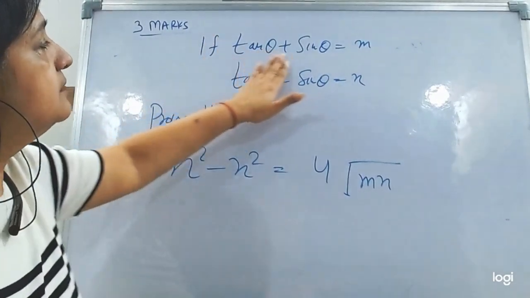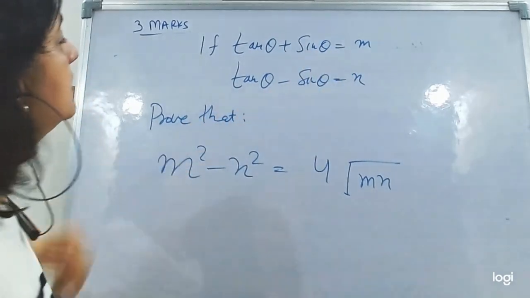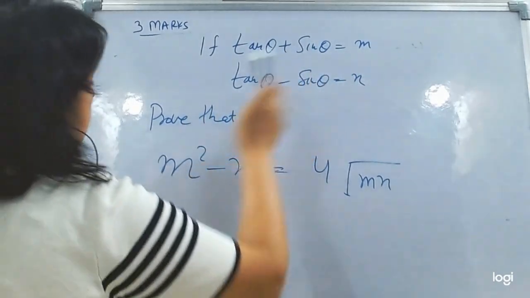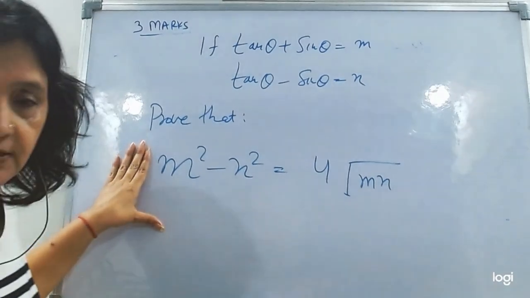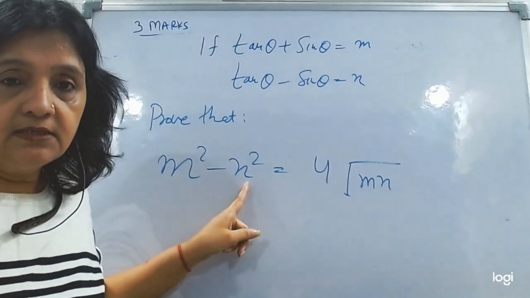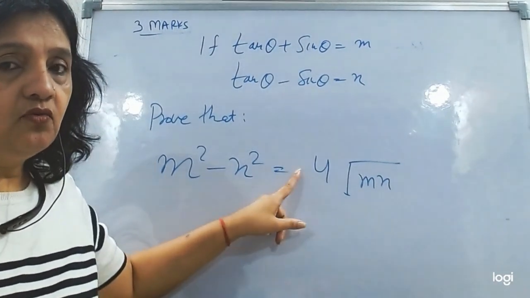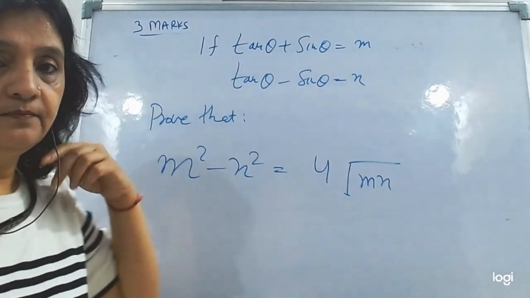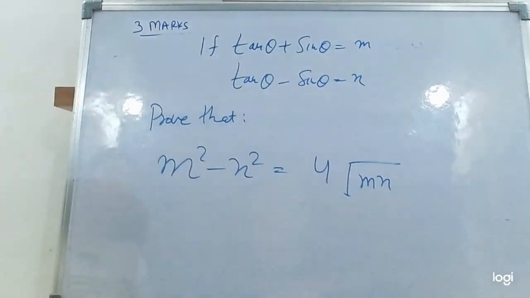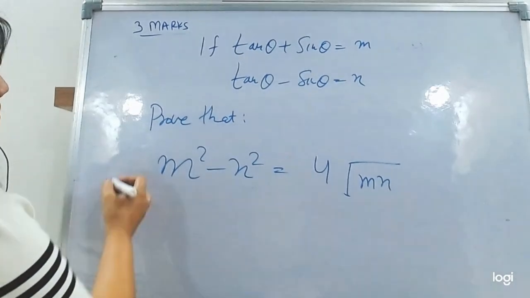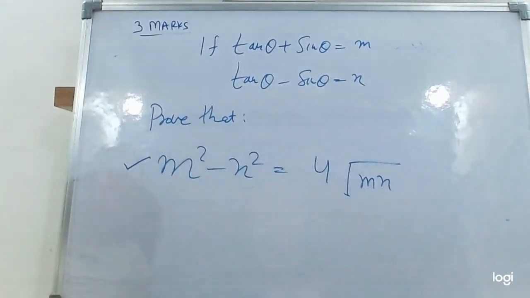If tan theta plus sin theta is equal to m, tan theta minus sin theta is equal to n, then prove that m square minus n square is equal to 4 root mn. So this question has to be started from this section.